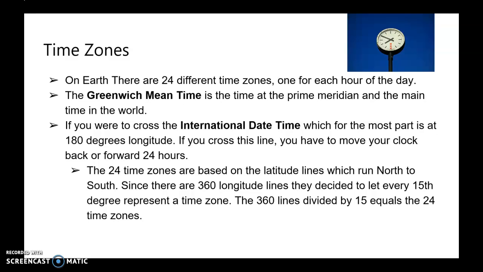Meridian lines help us make sense of the world's time zones. The prime meridian is the main time of the world, and it runs through Greenwich, England. If you were to cross the international date line, which for the most part is at 180 degrees longitude, you'd move your clock back or forward 24 hours. Have any of you ever done this? When you think of the meridian lines, every 15th degree represents a time zone. So 360 degrees divided by 15 equals 24 time zones.